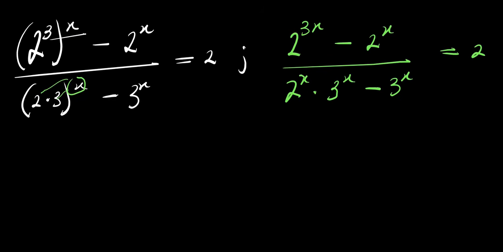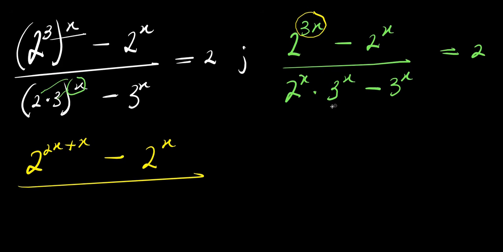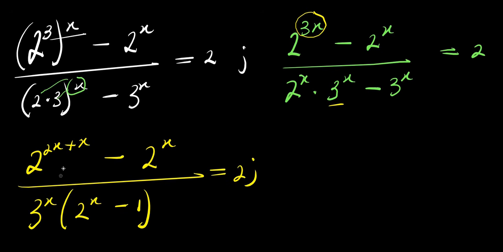So from here, what I can do is express this 3 power x as a summation of 2 power x plus x. So I have 2 power x plus 2x, that is 2 power 2x plus x, that is the same thing as 2 power 3x minus 2 power x divided by, here I can factor out 3 power x, and this is 2 power x minus 1, and this equals 2. So from here, I can make use of this identity.